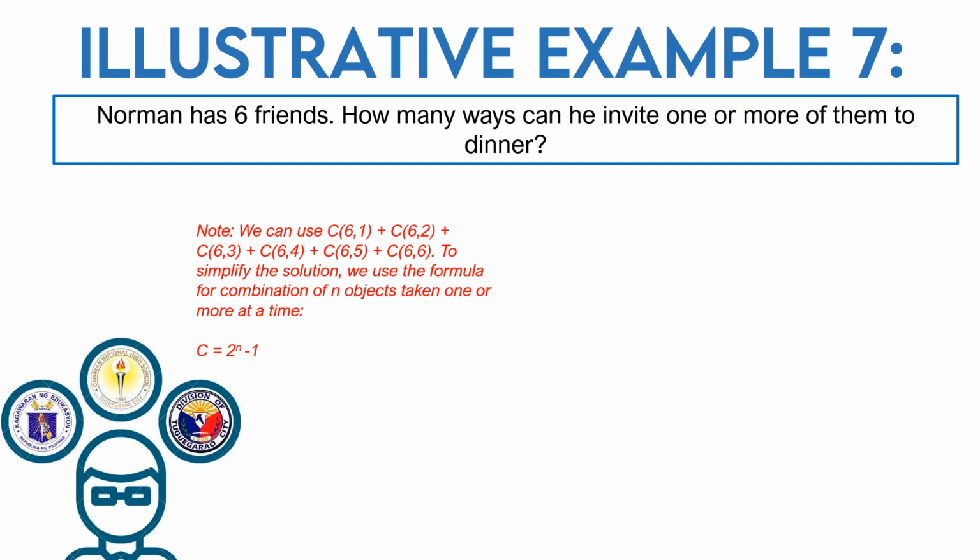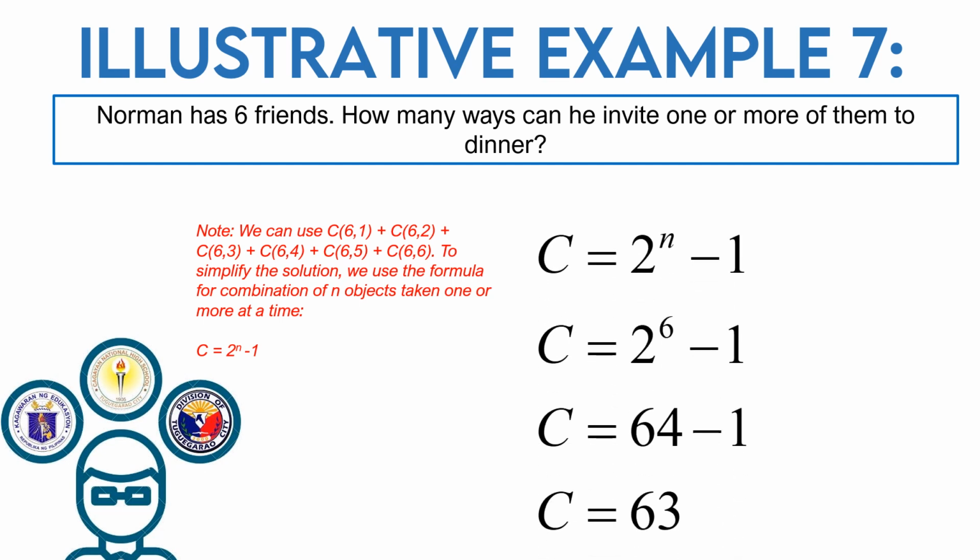So we can use that formula. But to simplify the solution, we use the formula for combination of n objects taken one or more at a time. That is 2 raised to n minus 1. So replacing n with 6 because Norman has 6 friends, we have 2 raised to 6 minus 1, and 2 raised to 6 is equal to 64, minus 1. That gives us a total of 63 ways that he can invite one or more of his 6 friends for dinner.